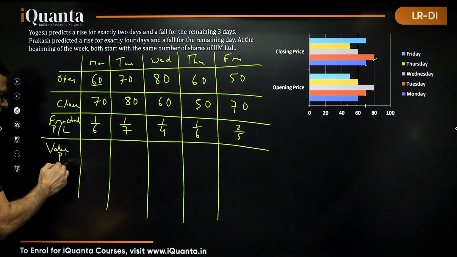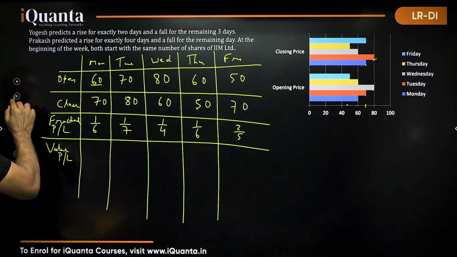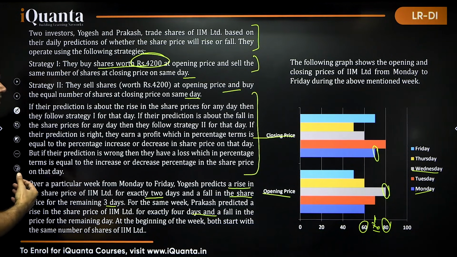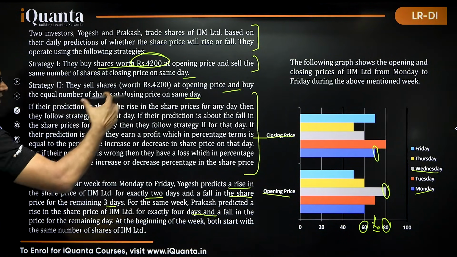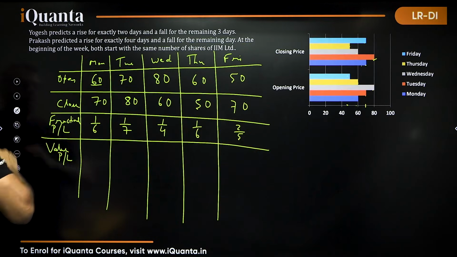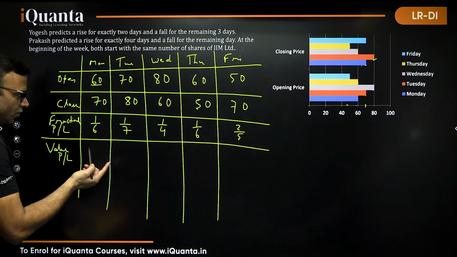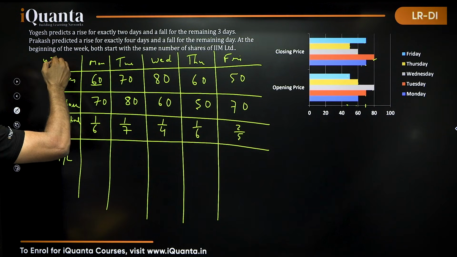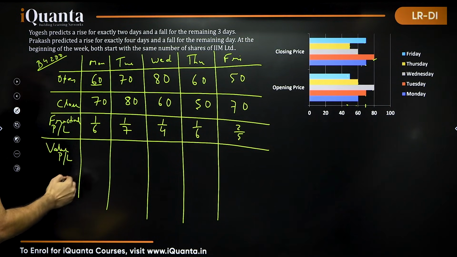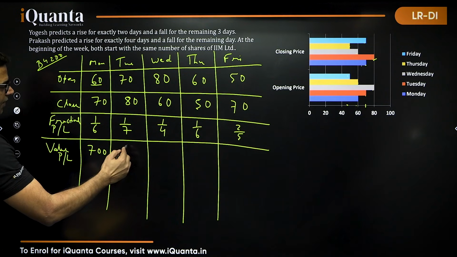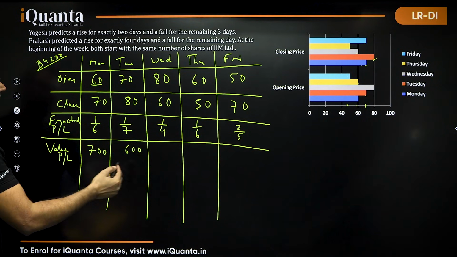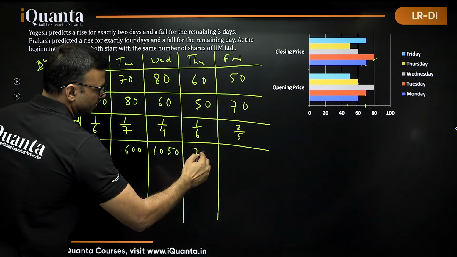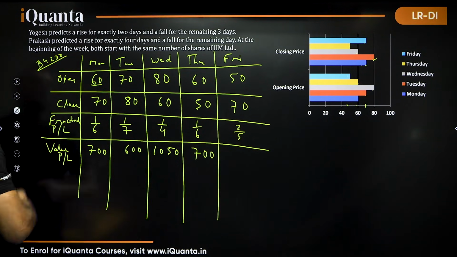Now, value of profit or loss. That is where the amount of 4,200 comes into the picture. In the question, it was given that the investment amount is 4,200. Whether it is buying or selling, the amount spent is 4,200. So, in this case, the value of profit or loss, depending upon the strategy, will be 1/6 of the amount 4,200. Now, what is 1/6 of 4,200? That is 700. 1/7 of 4,200, 600. 1/4 of 4,200, that is 1,050. 1/6 of 4,200, that is 700.